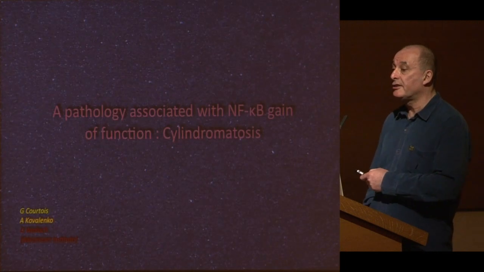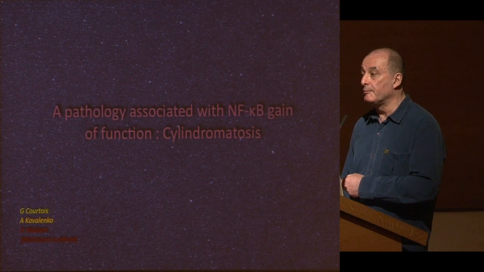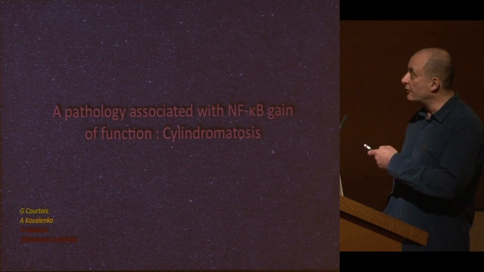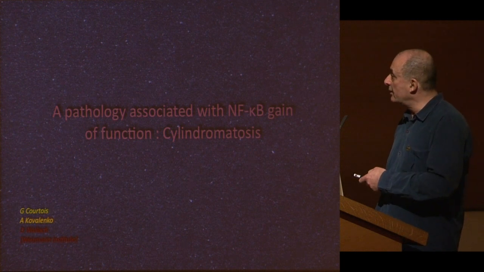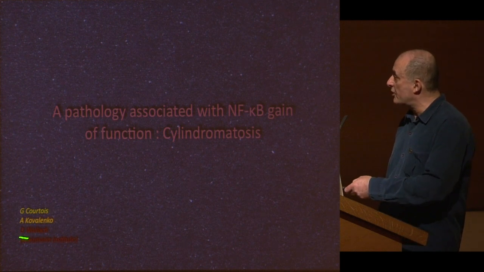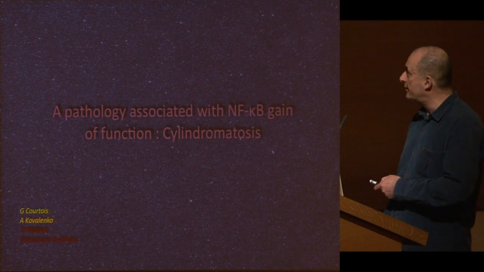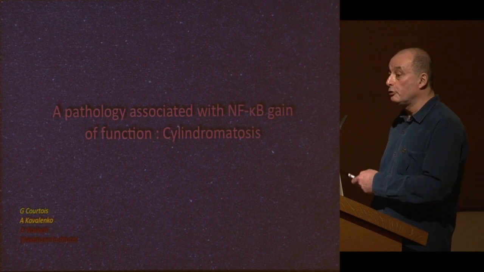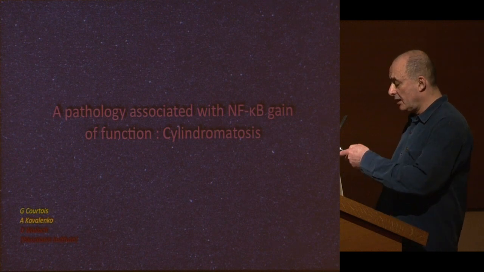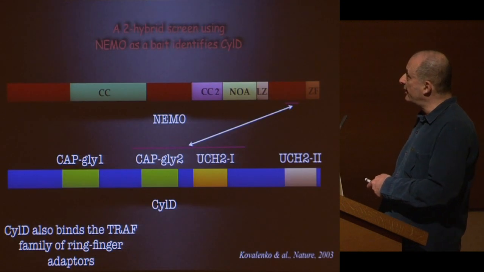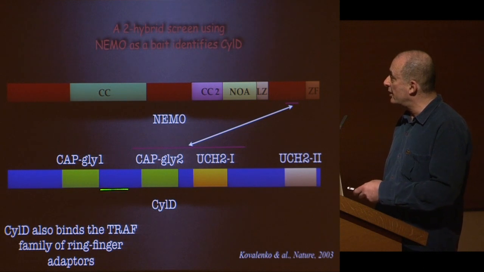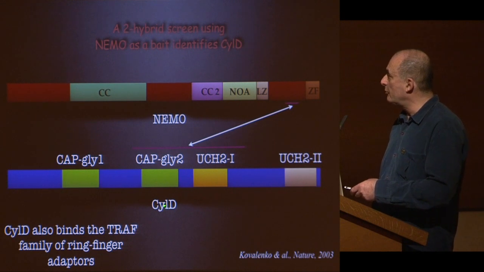So far I only discussed loss of function of NF-kappaB. Then the next question is, how bad is it to have too much NF-kappaB? As you will see, it's not great either. And this is work that has been done in collaboration with the group of David Wallach at the Weizmann in Israel. And this basically identified a pathology which is due to a hyperactivity of NF-kappaB. It started with a two-hybrid screen using NEMO as a bait, leading to the identification of a large molecule of more than 1,000 amino acids called CYLD, for cylindromatosis.